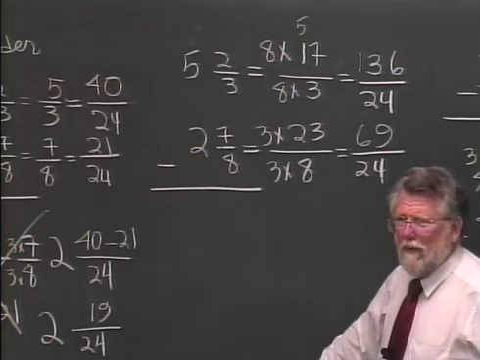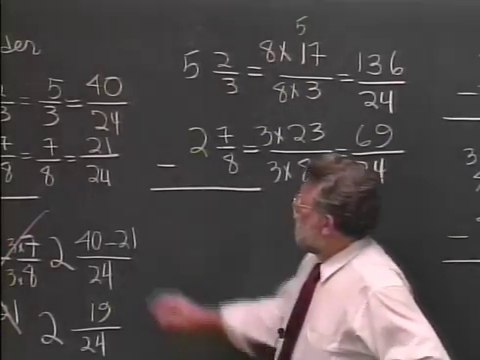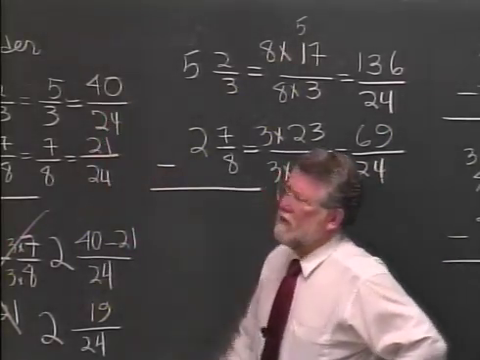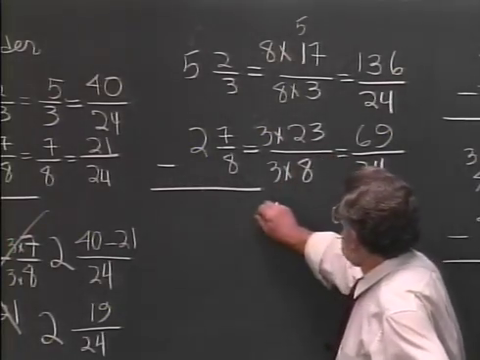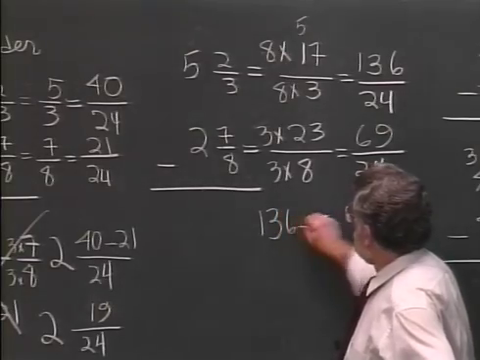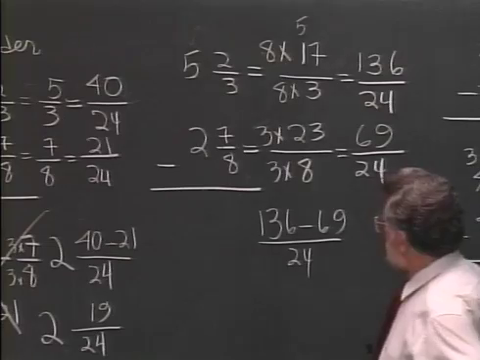Now I said the numbers get larger. Does that make a problem for us? In a way. It was a lot easier to subtract 21 from 40 than it is to subtract 69 from 136. But let's write it down. Intermediate step: 136 minus 69 over the 24. Now what does that give us?